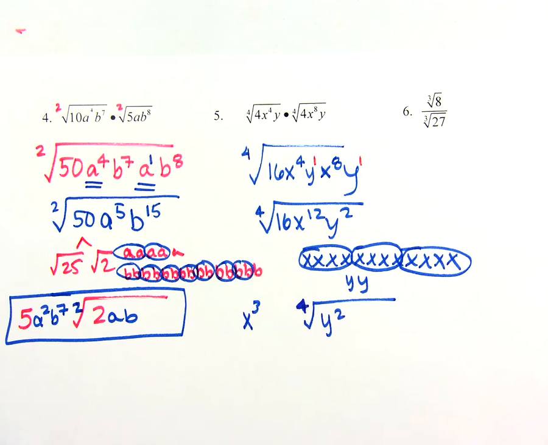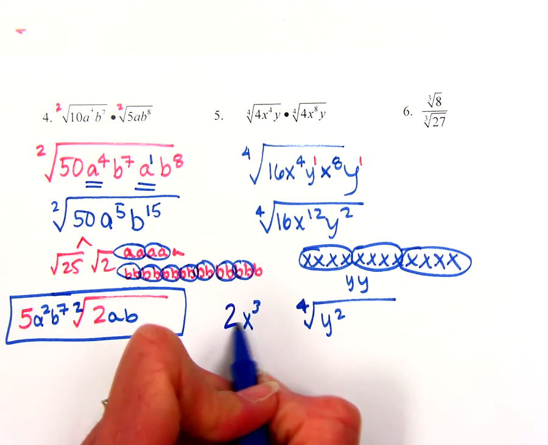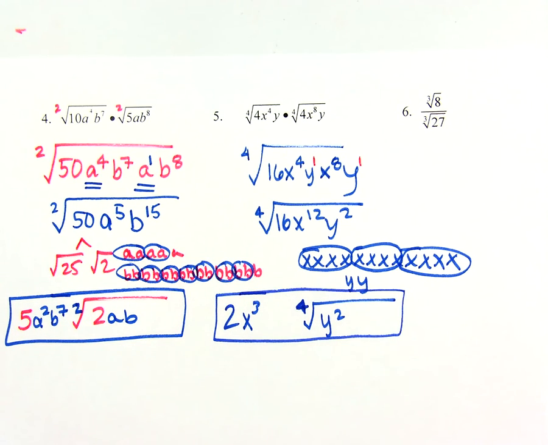And what is the 4th root of 16? If you don't know it, go ahead and type it in your calculator. Oh, we already did it, right? 4th root of 16 is 2. So it's 2x cubed, and then the 4th root of y squared. All right, that's it for multiplying.